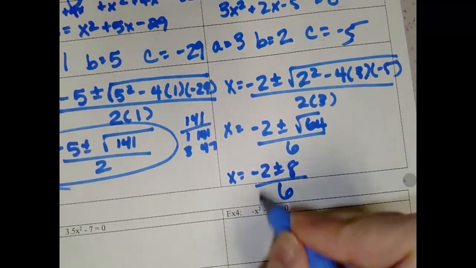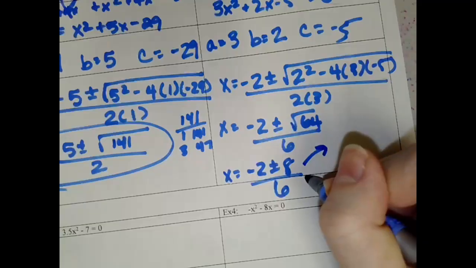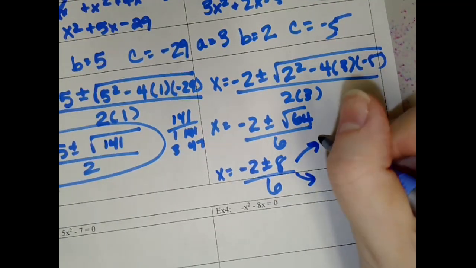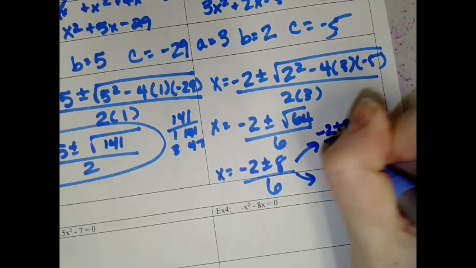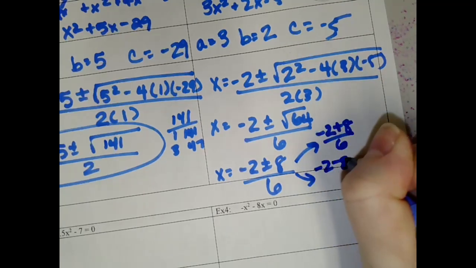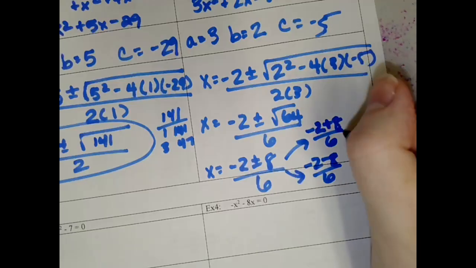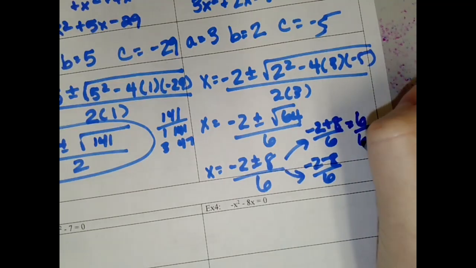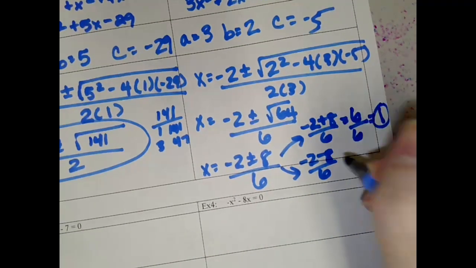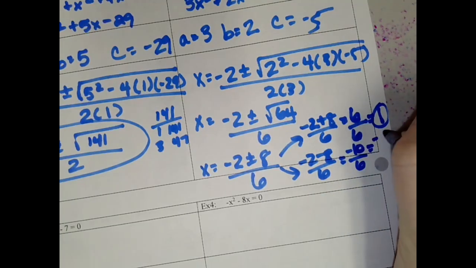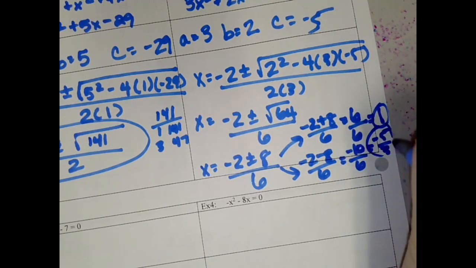These are all like terms now, so I can branch it off and say the 2 different answers. That plus or minus belongs only to the 8, so it's negative 2 plus 8 over 6, negative 2 minus 8 over 6. And then I got negative 2 plus 8 is 6. 6 divided by 6 is 1. This gives me negative 10 over 6, which does simplify to negative 5/3.